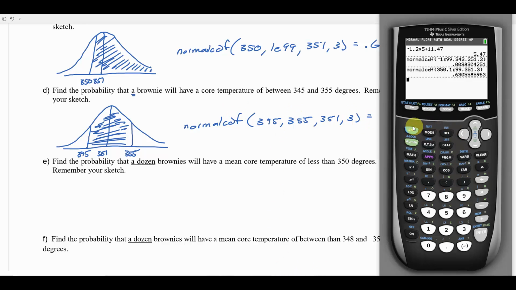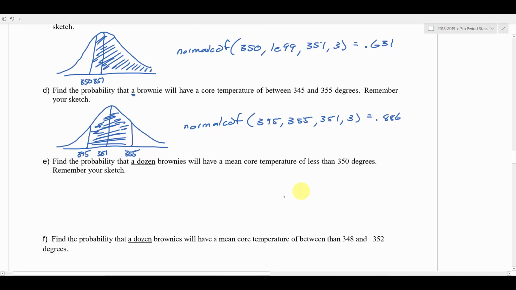And we'll do second distribution, normal CDF, 345, 355, 351, 3. Let's see what we get. So we got 0.886.